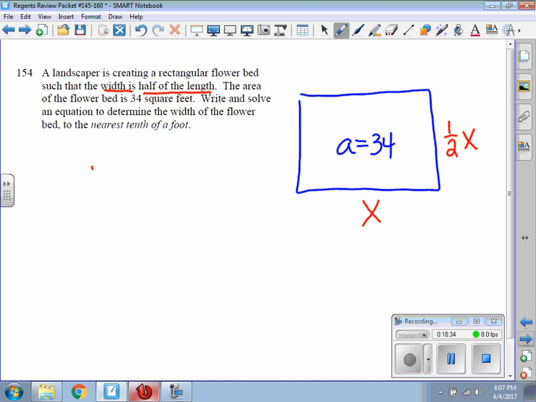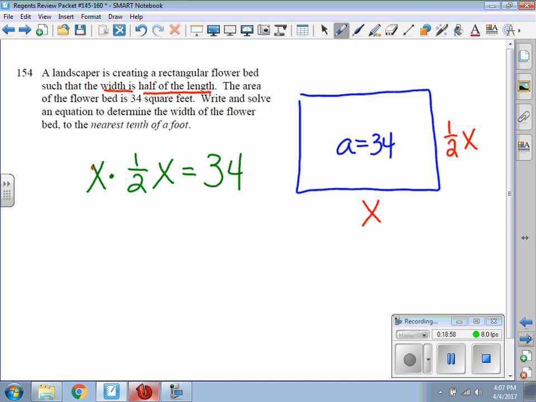And you know what? In the scheme of things, if you wrote those backwards, it wouldn't really matter, because area is length times width, and if we switch the order in multiplication, commutative property, we get the same answer. So my formula turns into x times 1/2 x equals 34.